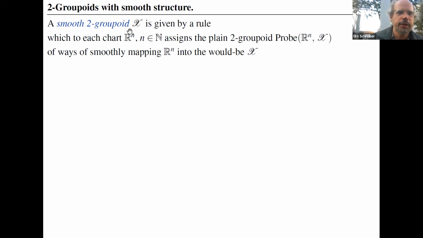So we say a smooth structure on a two groupoid as before, and I'm going to draw it as calligraphic X, is a rule. It's a slightly non-standard definition if you haven't seen diffeological spaces. So we're not talking about manifolds. We're just asking, well, how can I see that there are smooth families of stuff in my two groupoid? So I say for every chart, every Rn, for any n, the smooth structure is a way to assign a plain two groupoid, as we had before, which we're going to think of as the two groupoid of probes, of ways of probing our would-be smooth two groupoid with Rns, ways of mapping Rns into it, and transforming these.